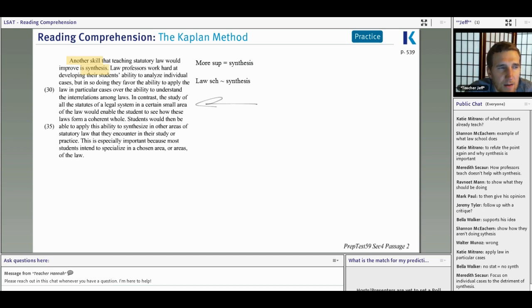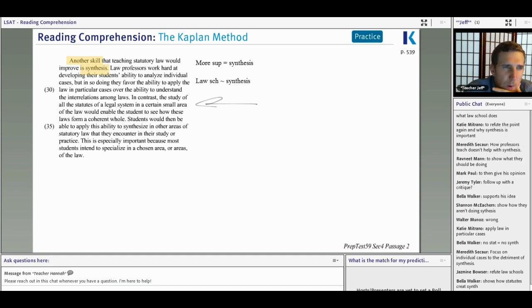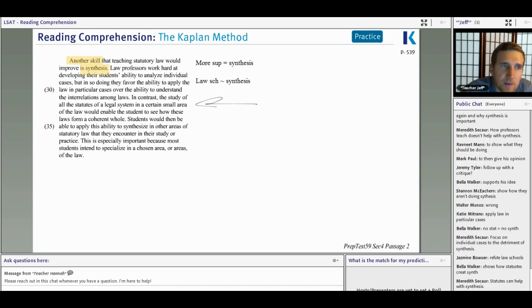So sentence 3. Right, so going against what law schools are doing, this really explains to us how this focus on statutes creates synthesis. Bell, exactly right. This is talking about what statutes are doing. And Meredith, exactly right. Statutes can help with synthesis.